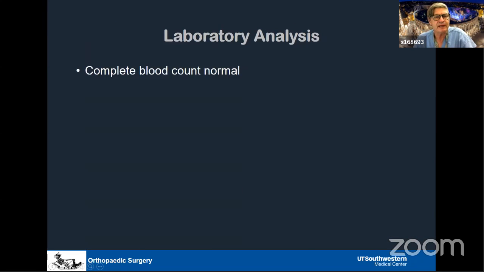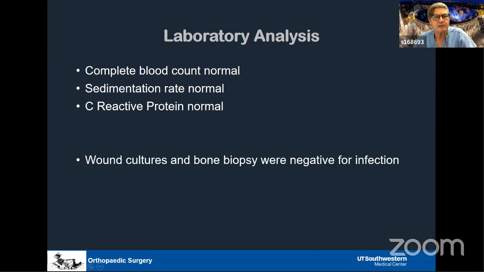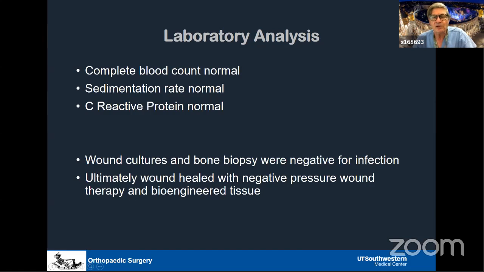And so his laboratory analysis showed that his blood count was normal, sedimentation rate was normal, and his C-reactive protein was normal. We also did wound cultures and a bone biopsy, which were negative for infection. So ultimately, the wound healed with negative pressure wound therapy and some bioengineered tissue. I was pleased with that because I felt that this gentleman, in that position, was consistent with having long-term limb survival.